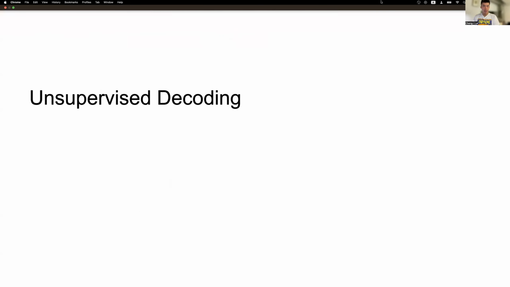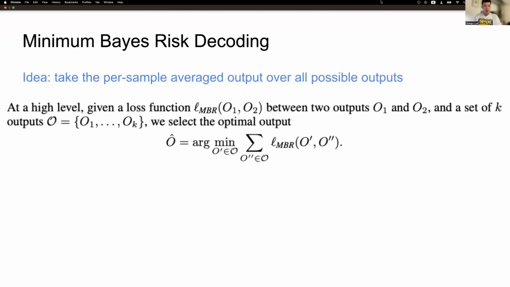The second technique is unsupervised decoding. On a high level, we have multiple model checkpoints, and thus, given an input, we can have multiple model outputs. We then define a loss for pairwise model outputs. The final model output is the output that achieved the lowest pairwise loss across all pairwise model outputs. Essentially, we want to take the per sample average output over all possible outputs.